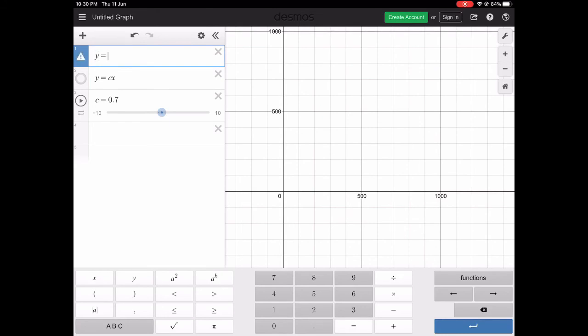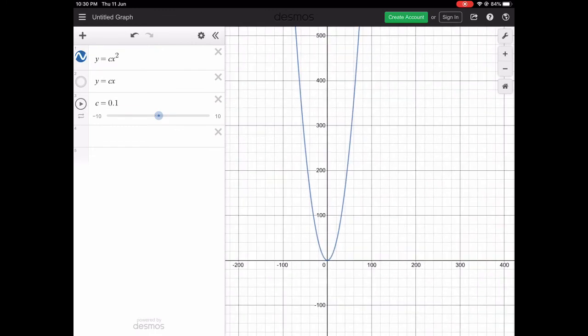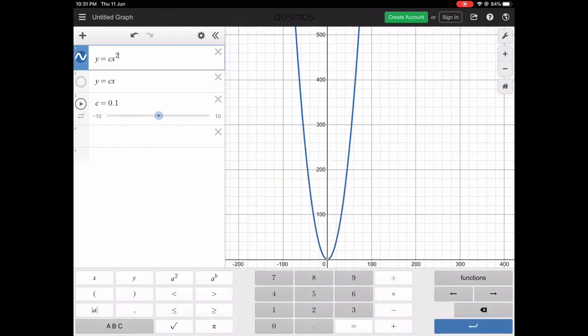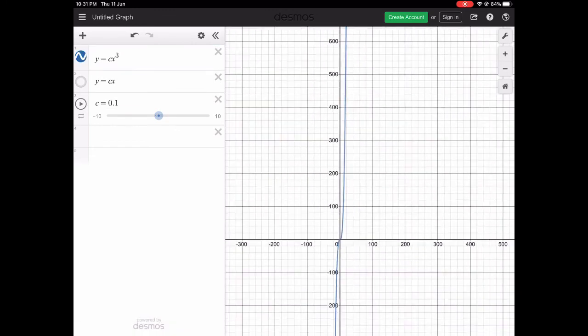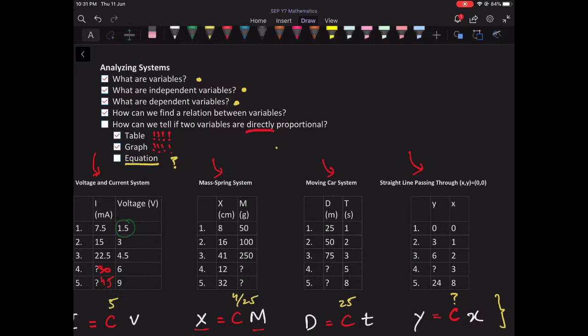Let's add another equation, an equation that does not have 1 as the power of its variables. You see, as soon as we change the power from 1 to 2 and 3, the line stops being straight, which is a condition for proportionality. We can now identify proportionality between variables from a table, a graph, and equation.